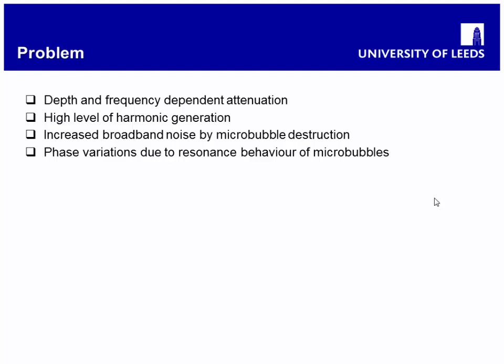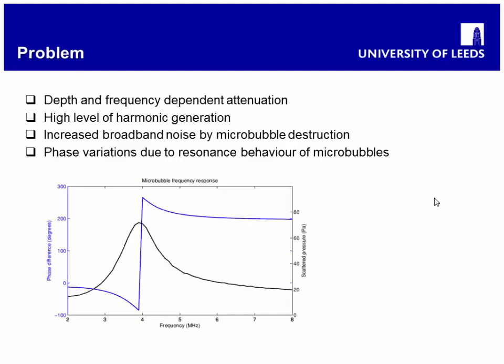Another problem is the broadband noise, because you start destroying bubbles when you're doing imaging usually and creates white noise, broadband noise. And the last one is the worst for the coded excitation, because you have this resonance behavior of microbubbles, it's going to change the phase of your signal. When I say phase difference, I mean this. This black line here is the scattered pressure from microbubbles. But for this example, 4 megahertz is the peak, the resonance frequency of the bubble.